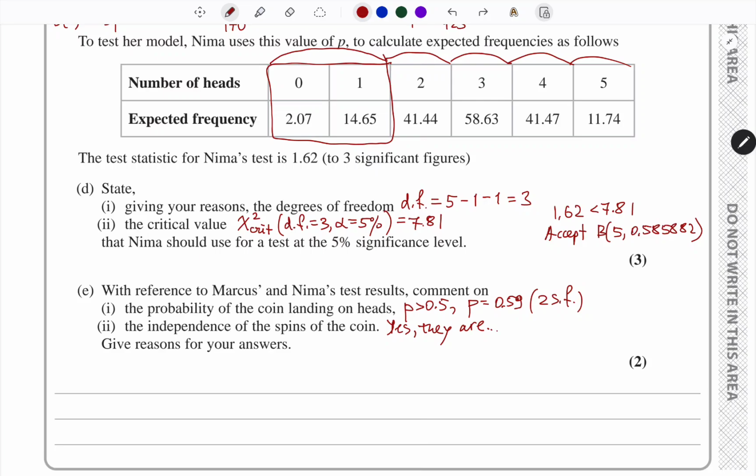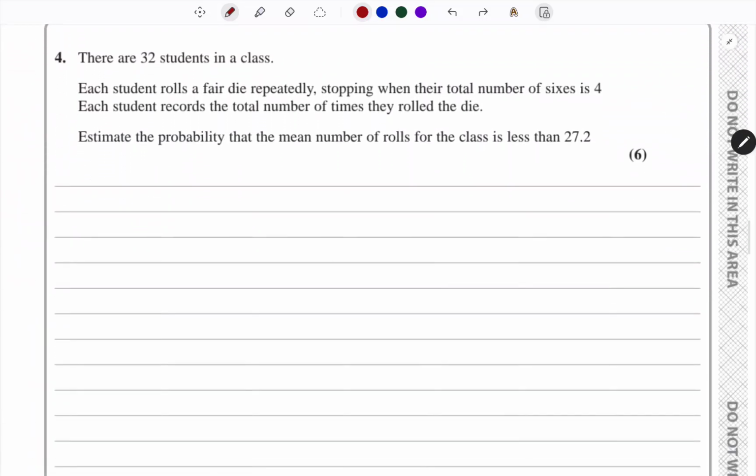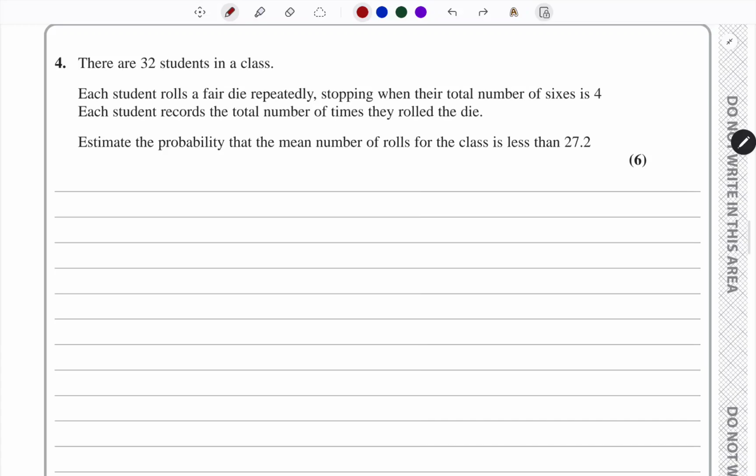Okay, it was an interesting problem. Further statistics is very interesting. It's my most favorite exam. So let's move on. Oh, such a short question.